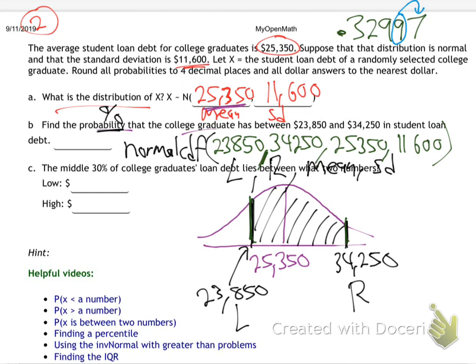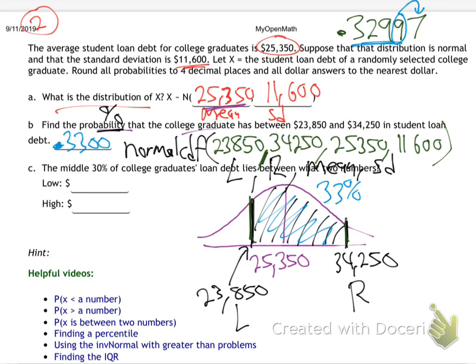You look one to the right, and if the one to the right is 5 or more, you go up. So how do you take 3299 and go up by 1? 3,300, right? 0.3300 is just above 0.32997. Is that good? That means this is 33%. 33% of all students come out with a student loan between 23,850 and 34,250.